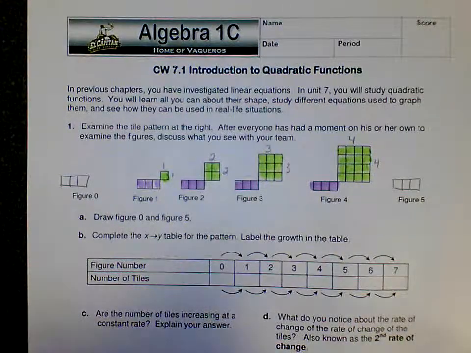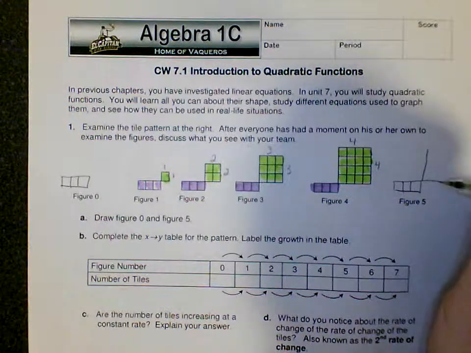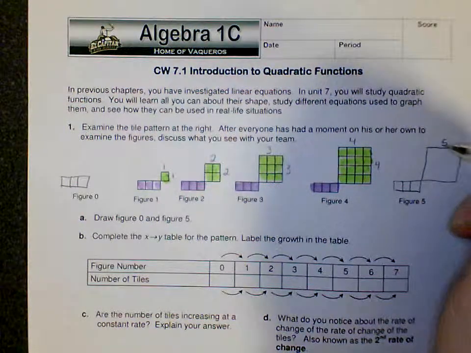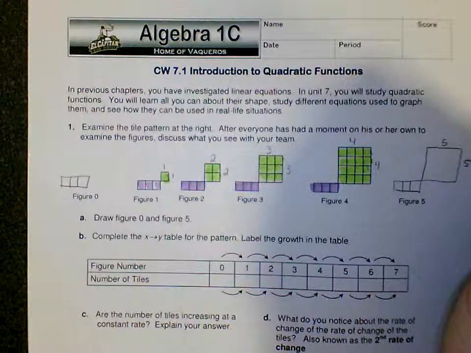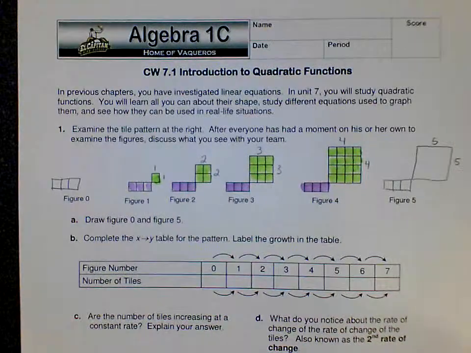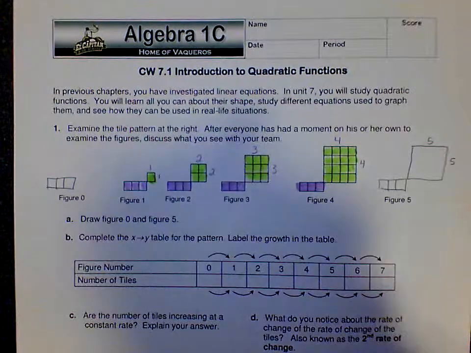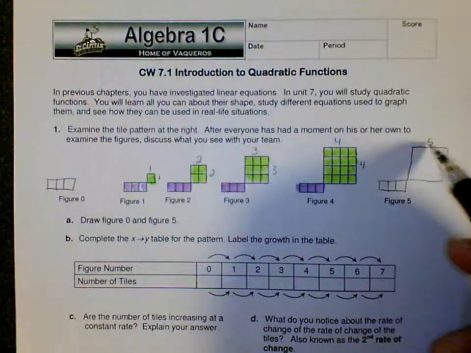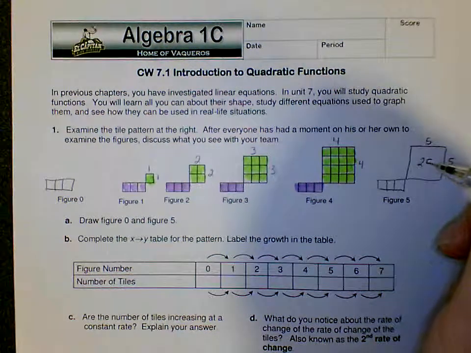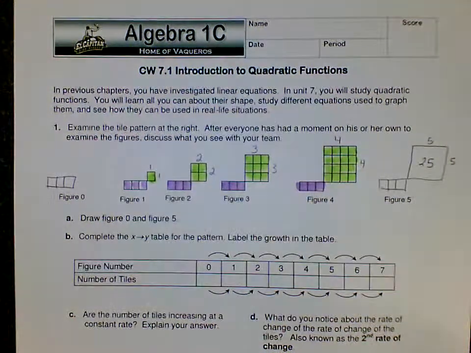So that means figure 5, we're going to have a big square here, and it's going to be 5 by 5. So it's a 5 by 5. How many tiles are actually in there? And to get that, we just multiply those 2 numbers. So 5 times 5 is 25. So we've got 25 tiles in that square.